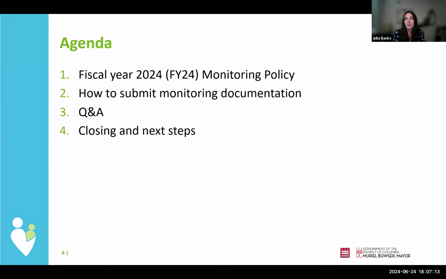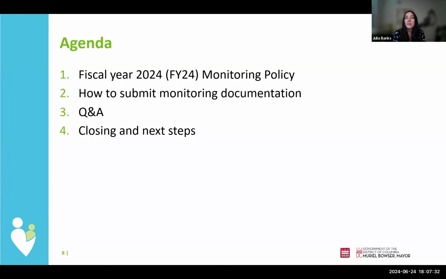OSSI is having subsidy providers complete the monitoring process for both the subsidy program and the Pay Equity Fund at the same time, as many of the reporting requirements overlap, and this will help to streamline the process for providers. I will pause here to make two important notes.